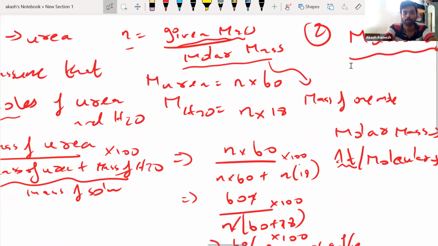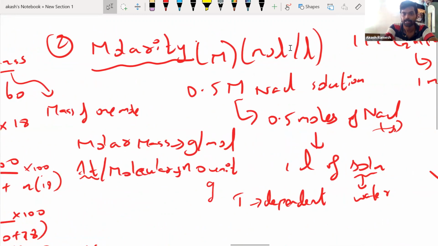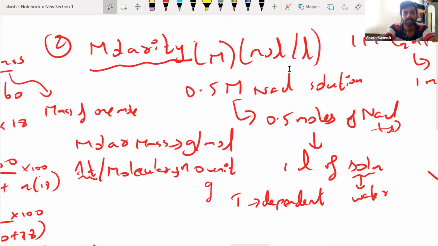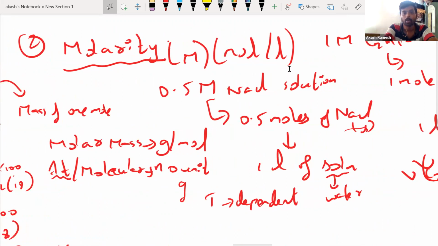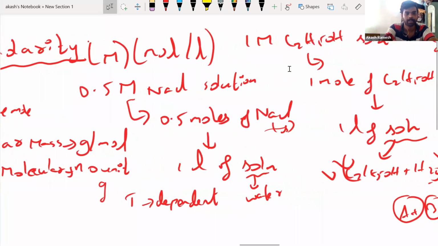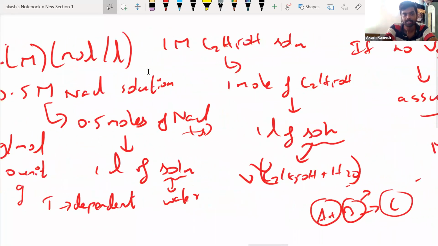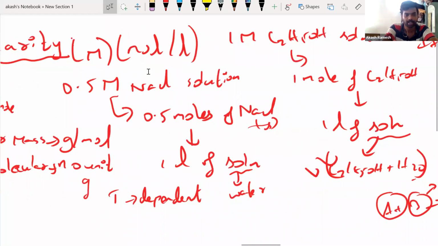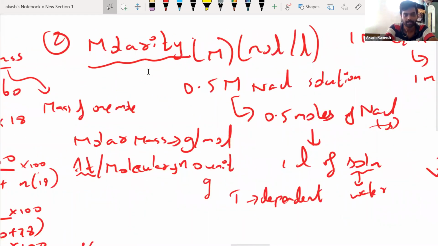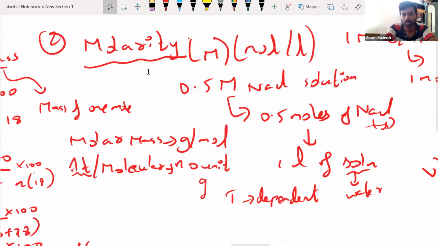Then we saw molarity, denoted with the capital letter M, with units of mole per liter. It is the number of moles of solute present in 1 liter of the solution. I told you the definition is important, and obviously the formula is also important. If it's 0.5 M NaCl, that means 0.5 moles of NaCl present in 1 liter. In the case of mass percentage, if they don't give you anything about the solution, we assume it to be 100. In this case, if they don't give you anything about the solution, then we assume it to be 1 liter of solution.